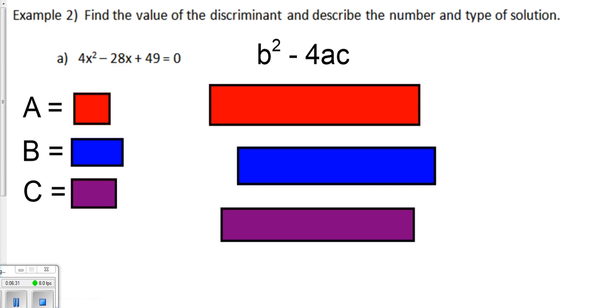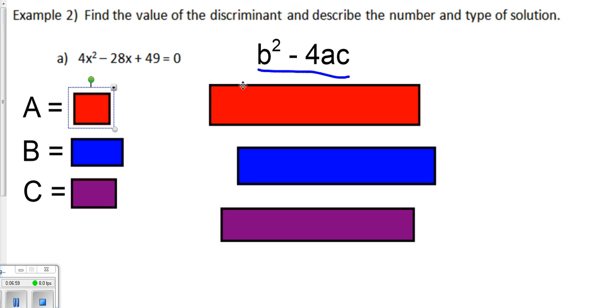Oops, wrong way. So, example 2, we're going to find the value of the discriminant and describe the number and types of solutions for this equation. Remember, every single time we look at quadratic functions, we want them in standard form, ax squared plus bx plus c equals 0. This one is already in standard form. What we're looking for is the discriminant, b squared minus 4 times a times c.